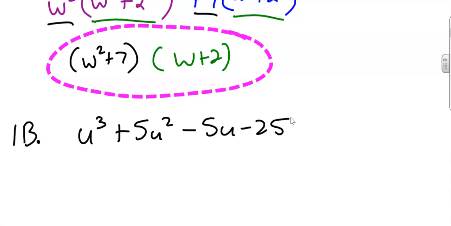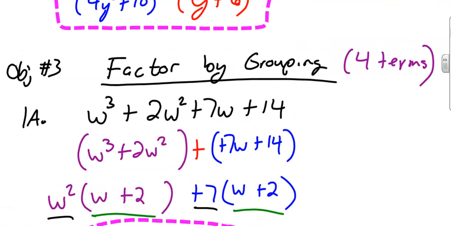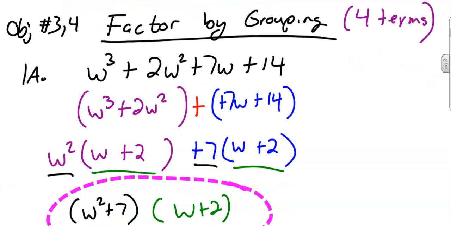Okay, let's go u to the third plus 5u squared minus 5u minus 25. And if you want to, back here you can actually go ahead and put this as objectives 3 and 4, because objective 3 is factor by grouping, objective 4 is factor by grouping.